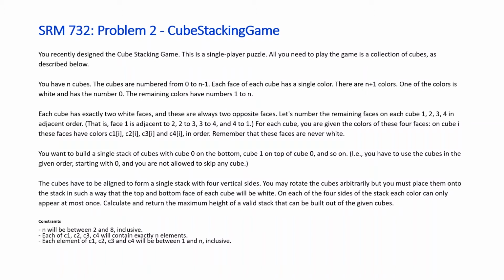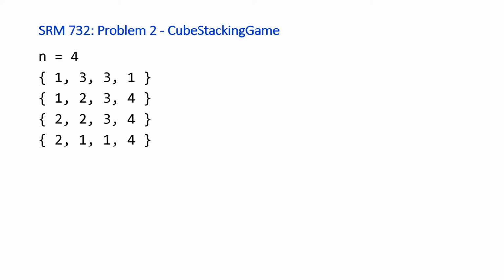So let's take a look at an example and see if we can understand this problem a little bit better. Here we have our example, n equal to 4, and we have 4 cubes described with the vectors C1, C2, C3, and C4. You can think of each one of these columns across our vectors as representing a single cube.